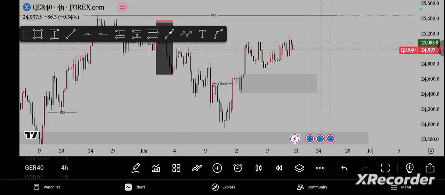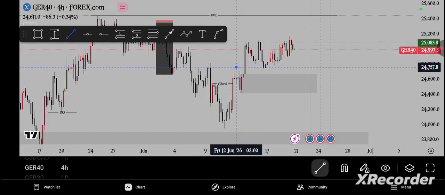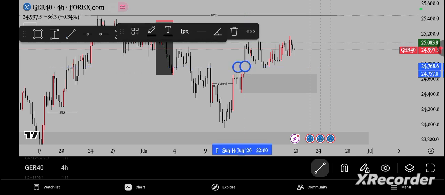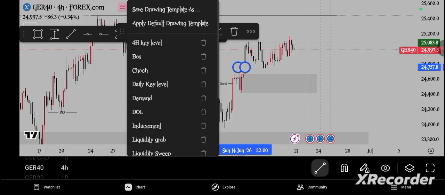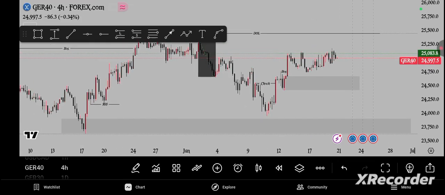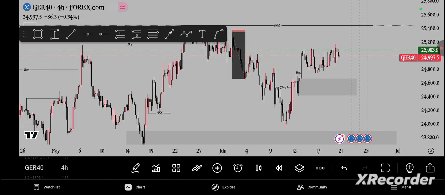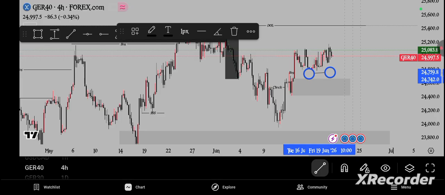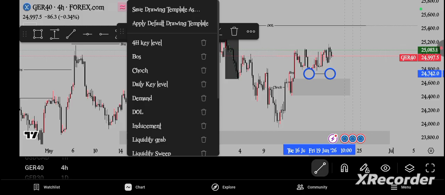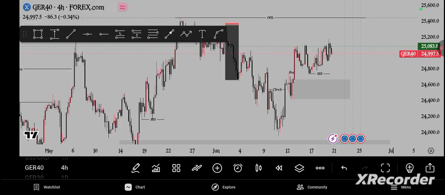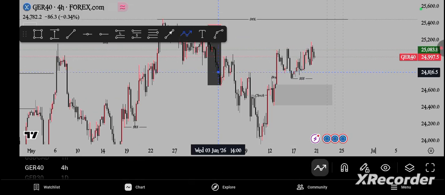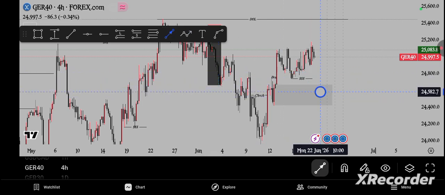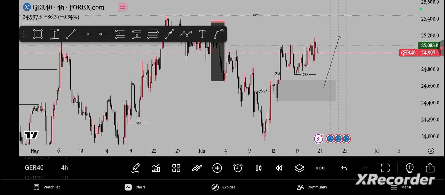After this change of character, there was a break of structure here also. So let's see how price reacts here. So our buyers here is what? On German 40 is bullish.